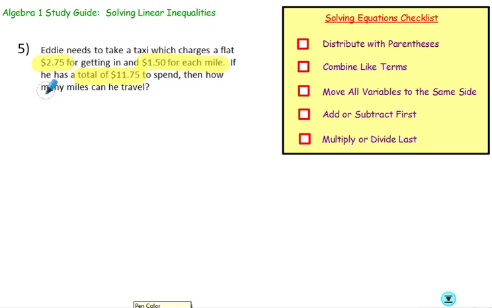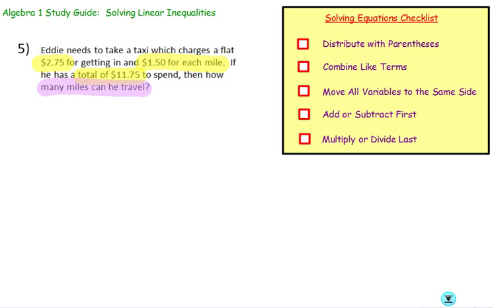So if we're looking for how many miles he can travel, what we want to figure out is, if I've got $11.75 in my pocket, and they're going to charge me $2.75 just to even get in, and they're going to charge me $1.50 per mile, how far can I go? So it's kind of the same idea as the fare problem, where you had a budget, you had so much money to spend, they charge you something up front, and then they charge you per ticket. In this case, it's miles.